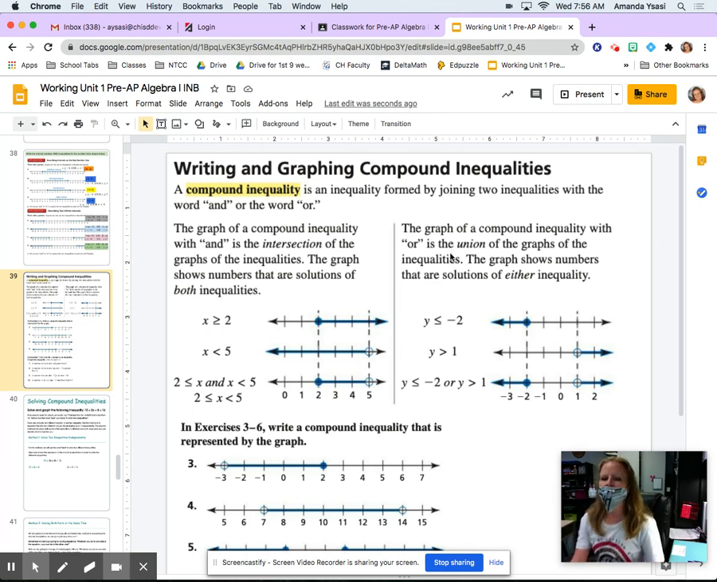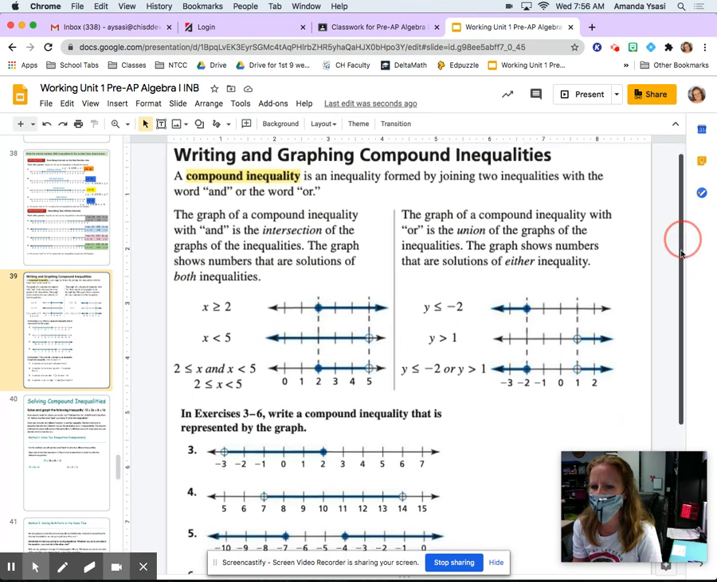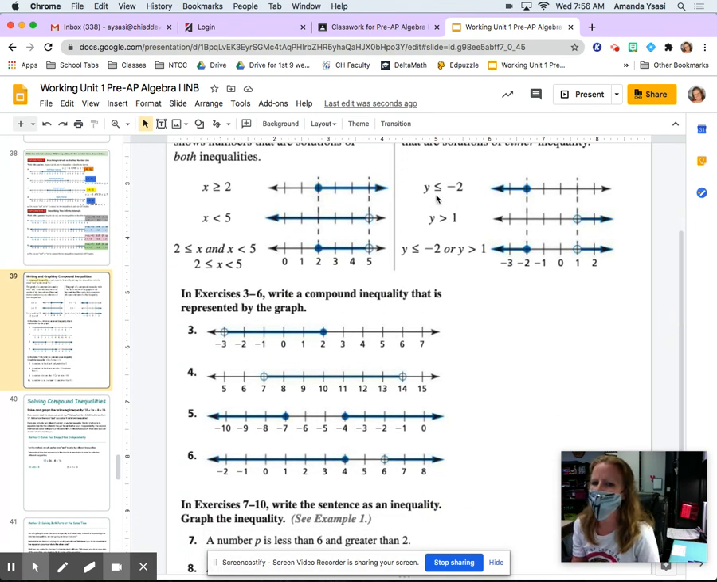Then we have the "or" compound inequality. That is the union of them together. That means this or that. The graph shows numbers that are solutions of either inequality. So we have x is less than or equal to -2, meaning it's going to the left. x is greater than 1. Then we have them listed together with "or" between them.